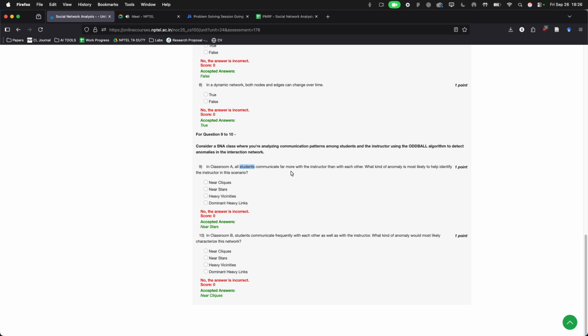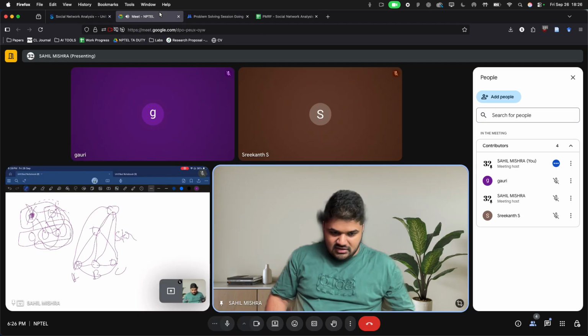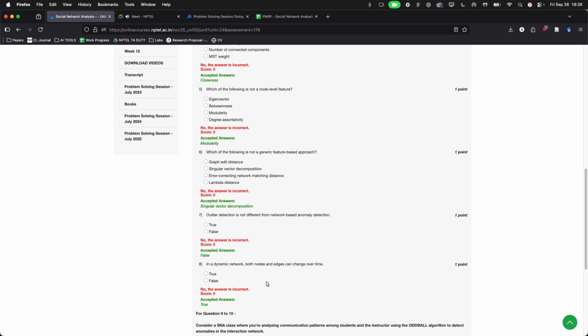Had they been communicating frequently with each other as well as the instructor, it would be a clique, because all nodes are connected with each other. They should all be connected to each other. So this is a near-clique feature. So this is all about the week 9 assignment as well.